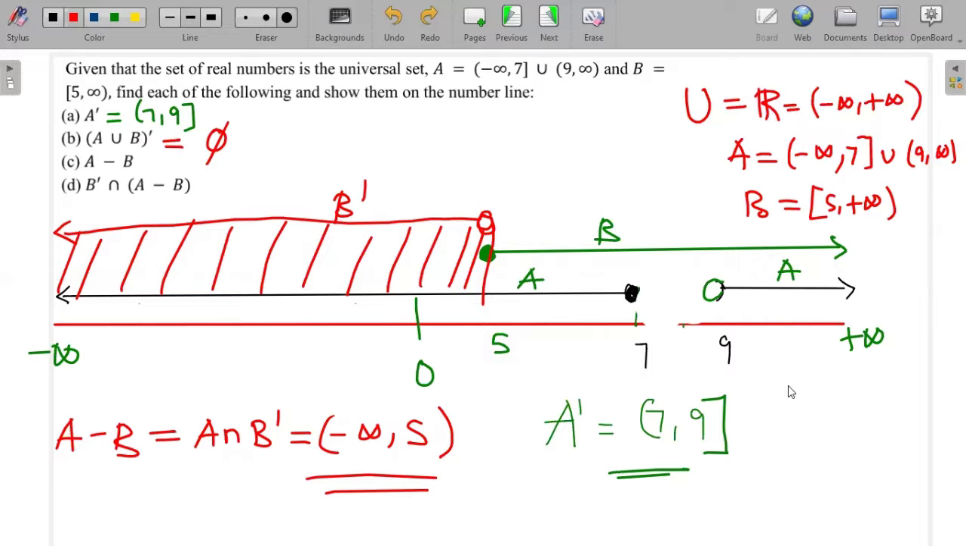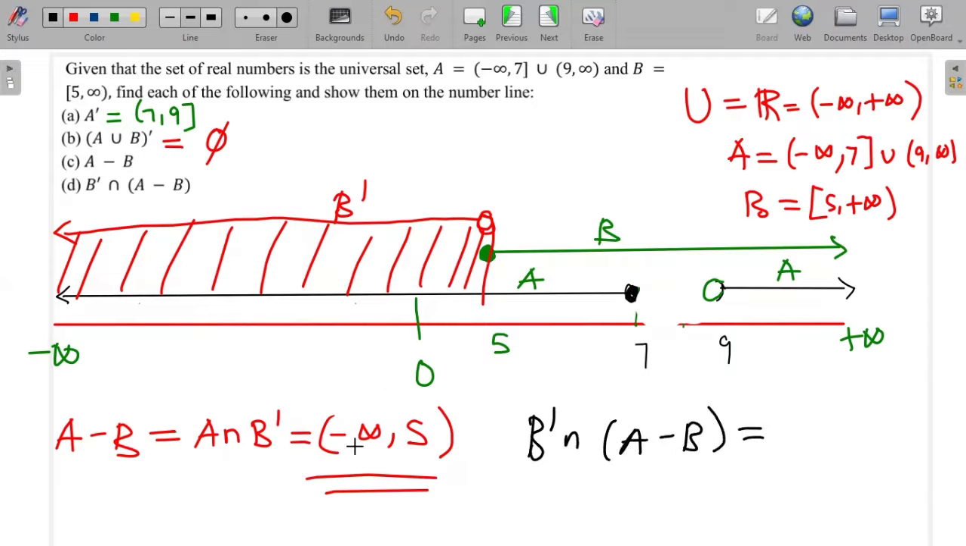Hello? What else am I going to get? If I intersect this shaded part, negative infinity to what? To 5. Yes, because this part here is minus infinity to 5. B complement is also minus infinity to 5. So we just get minus infinity to 5 as well. So there's even nothing to do there.